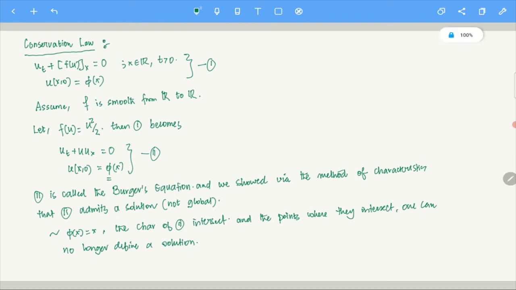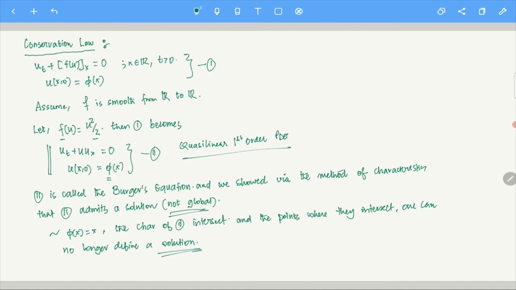If you take this example, f(u) to be u squared by 2, equation 1 turns out to be our familiar Burgers equation. So this is an example of a quasi-linear first order PDE. Now you see the PDE 2, the Burgers equation, with phi of x to be x, a very simple example. Whatever the characteristics of 2 are, they intersect, and at the points where they intersect you can no longer define a solution. So the solution you are getting is not a global solution, it's not defined in the whole of R cross positive t.